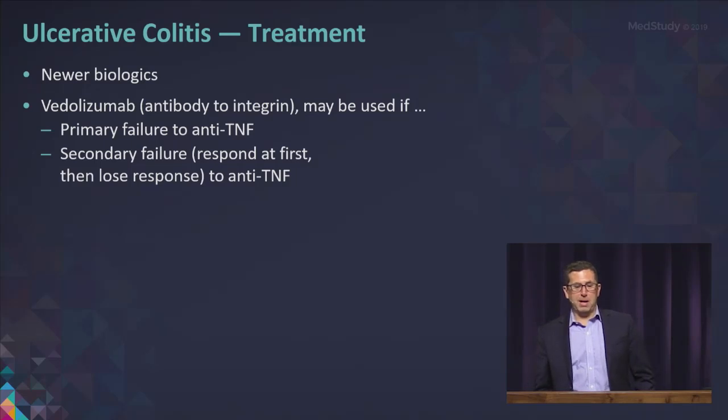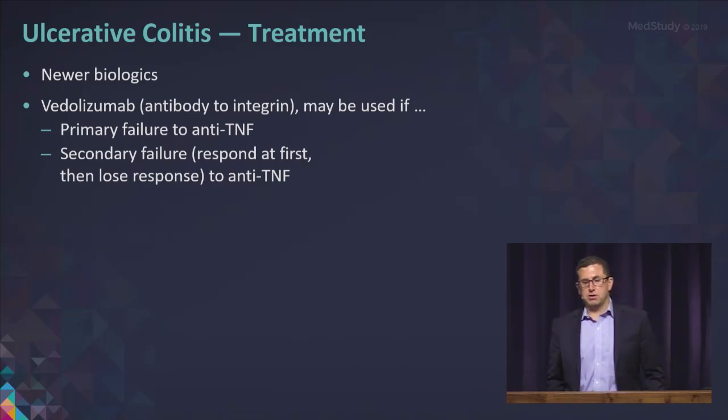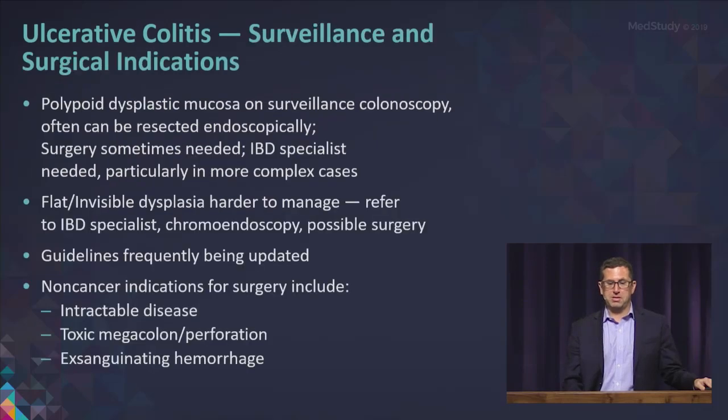There are some newer biologics available. So there's vedolizumab, which is an antibody to integrin as opposed to an anti-TNF antibody, which would be something like infliximab. This could be used if there's a primary failure to an anti-TNF like infliximab. So you put the patient on infliximab and they don't respond at all. You could try using vedolizumab. Or if there's a secondary failure. So some people are on infliximab for a long period of time. They develop antibodies to infliximab. And you may need to change them to a different class of medications. So that would be secondary failure.